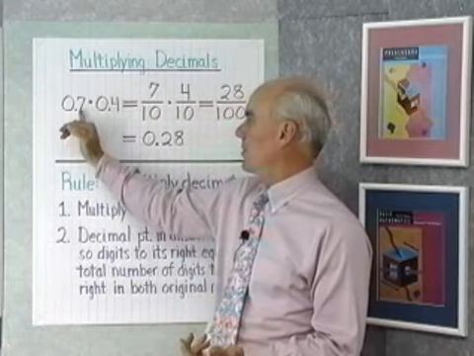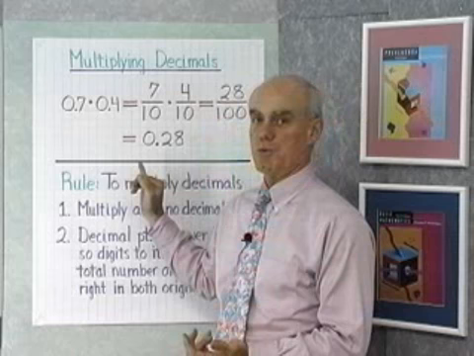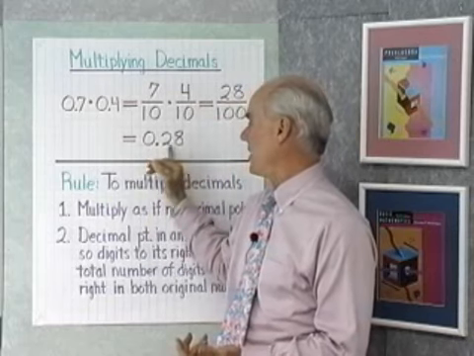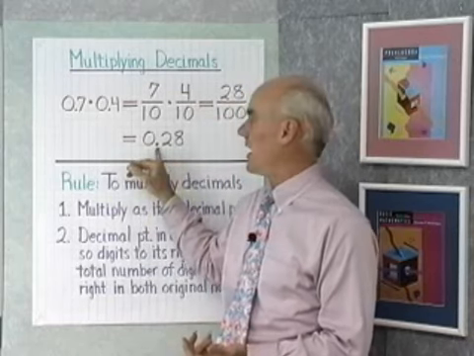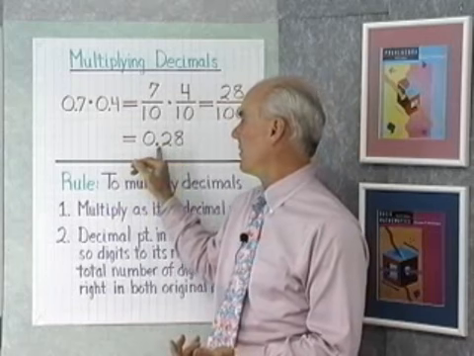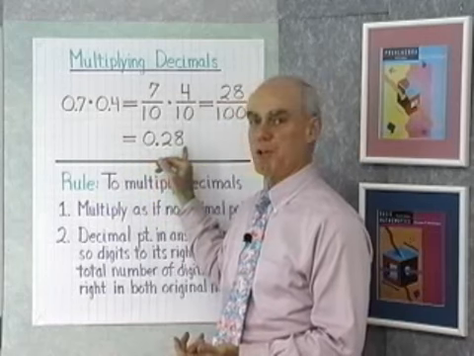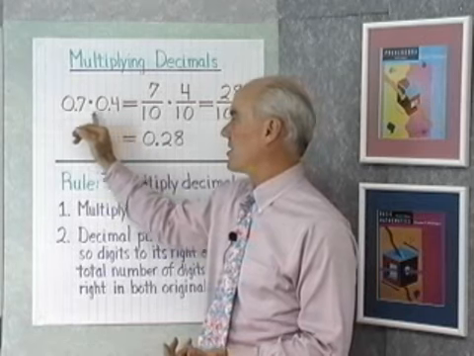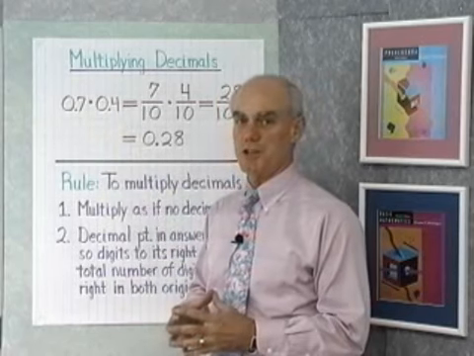So if we were to simply multiply 7 times 4, we would get 28, and then the decimal point goes in front of that 28. That turns out to be the same number of digits to the right of the decimal point in the answer as are to the right of the decimal point in both the numbers we multiplied to start with.